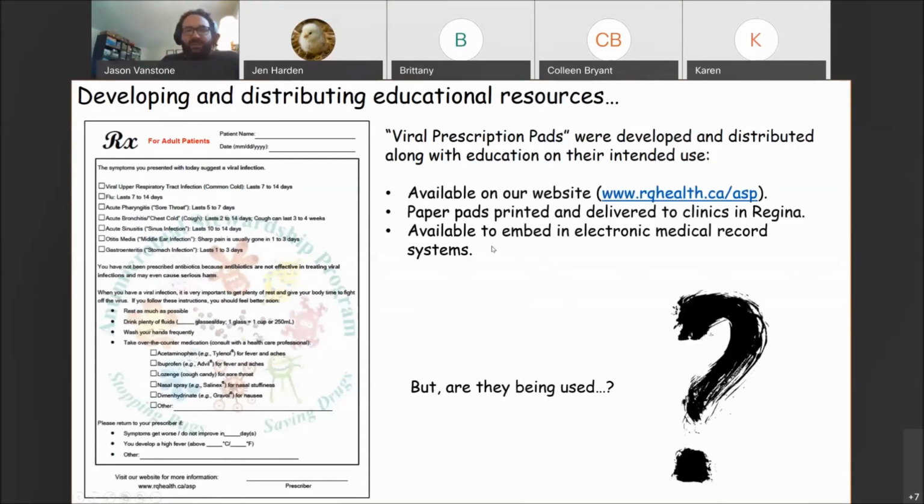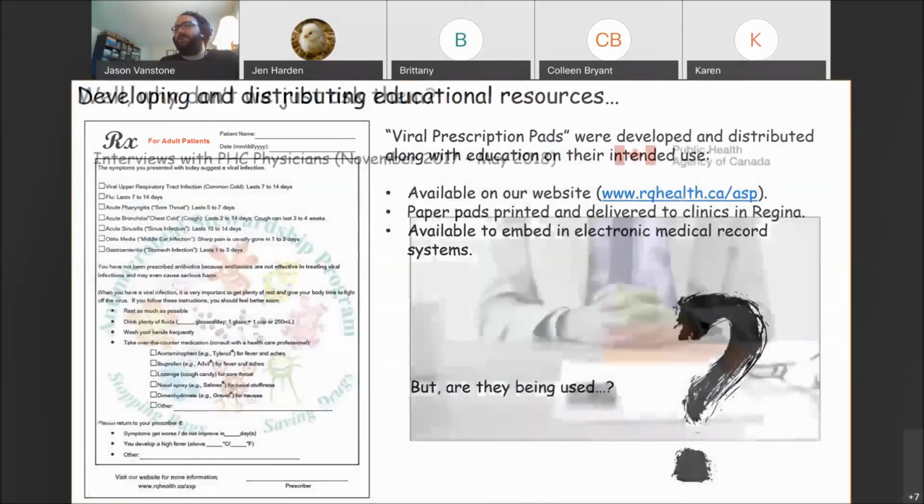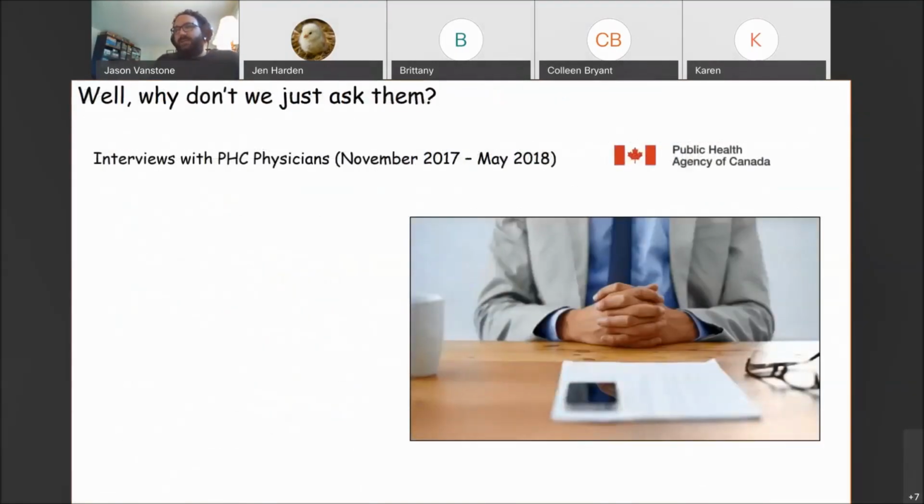But the big question remained after we distributed them: are people actually using them? We created this tool that we think will help, but we want to know if it's actually going to be used. So that led us to the next piece, which was, well, why don't we just ask them? So we did interviews with primary healthcare physicians from November 2017 to May 2018. Public Health Agency of Canada helped to fund this work.